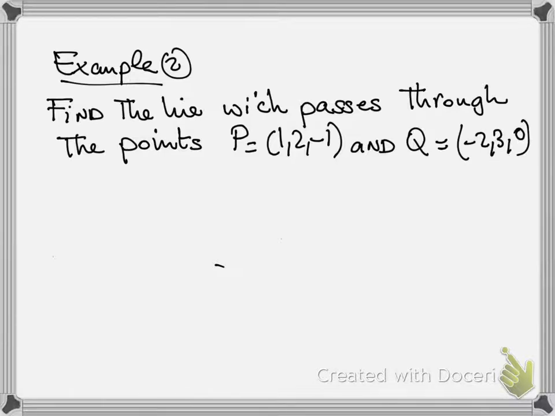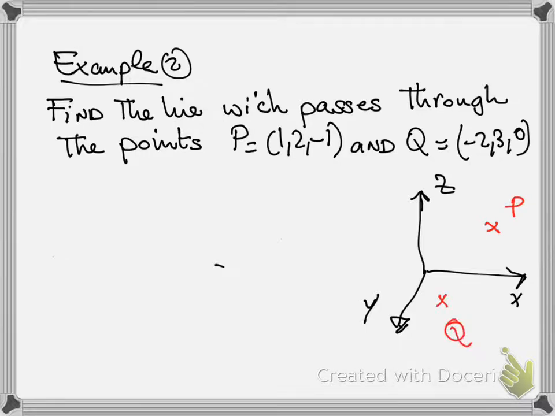Okay, so here again we are in three-dimensional space. So this is z, this is x, this is y, and then you have 2 points. So here this is the point P, and here this is the point Q, and you want to find the equation of the line which passes through these 2 points, right? You want to find this line here passing through these 2 points. Okay, so we want to find the equation of this line here.